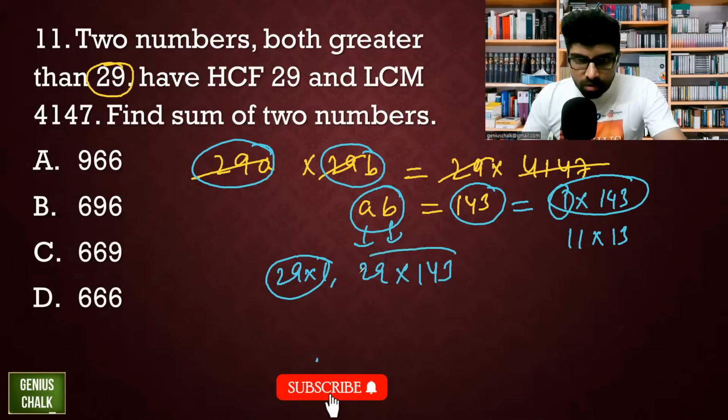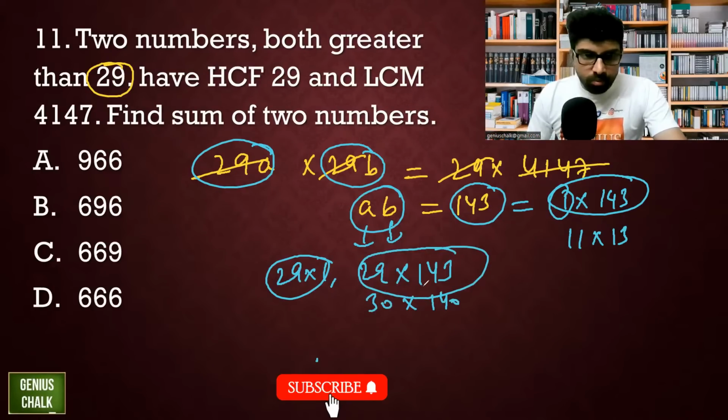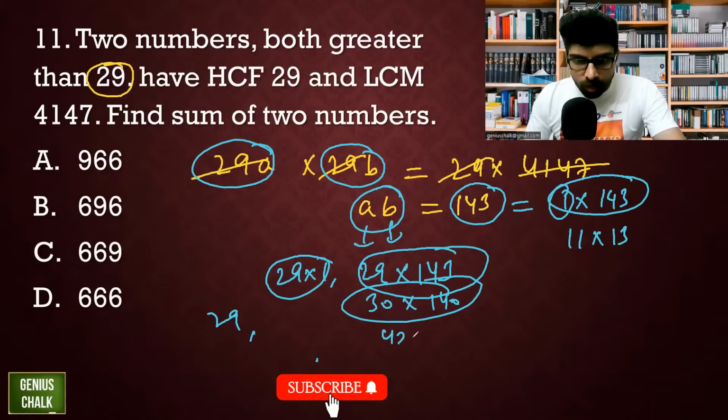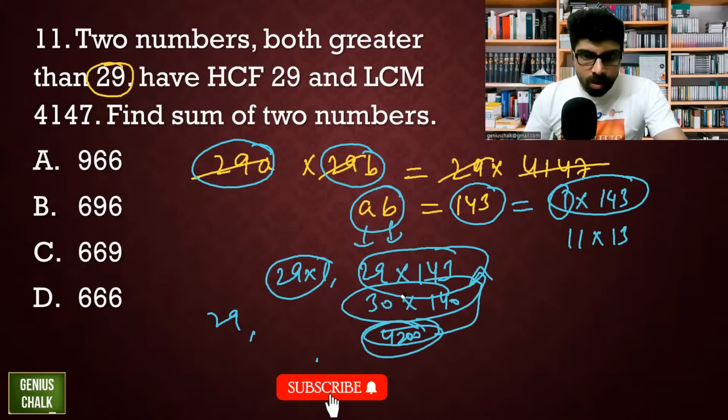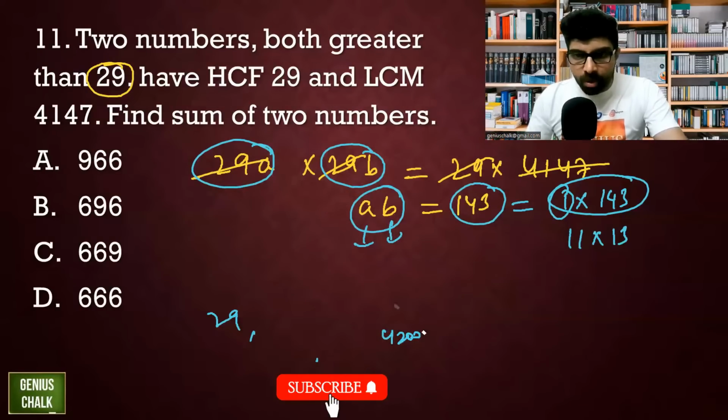And you can see that this value, if you take 30 into 140, will be more. This will be very high, right? This will be a higher value. Then this sum will be crossing the limit, because suppose you take 140, this is 4200. So 4200 is not in the options. The answer will be a little less than this, but it will be of 4 digits. That's why I have to cancel this 29A and 29B part.